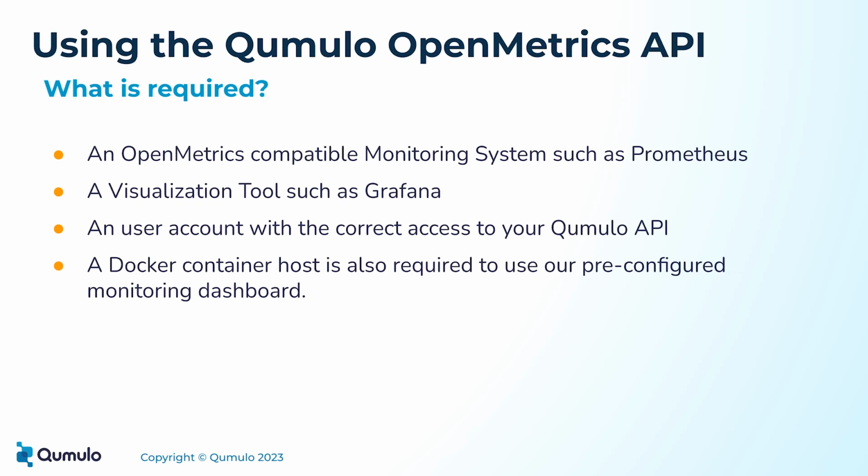In addition, on the Qumulo side, you'll need a user account that has the correct access to the API to be able to gather those metrics. And then if you're using our pre-configured monitoring dashboard, you'll want a Docker host to run the package that contains Prometheus and Grafana.